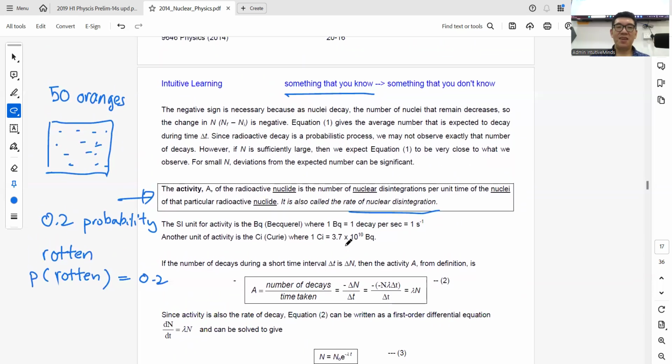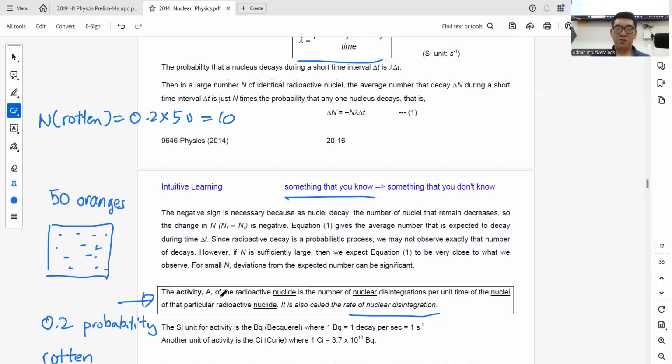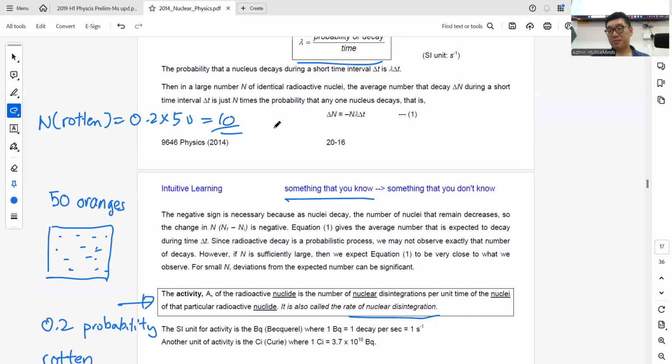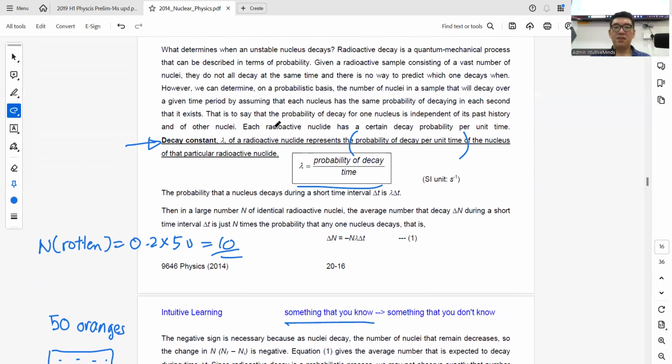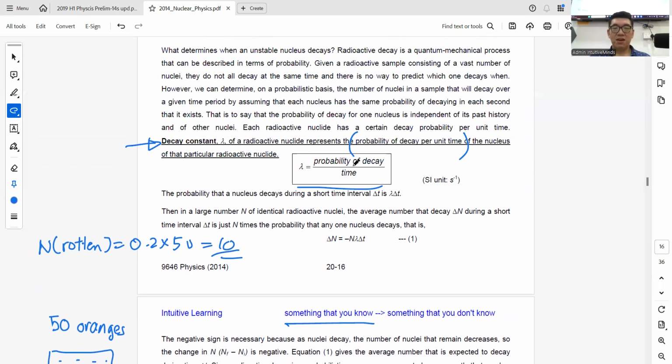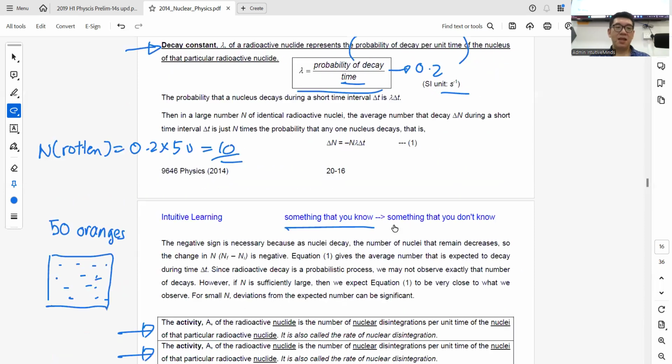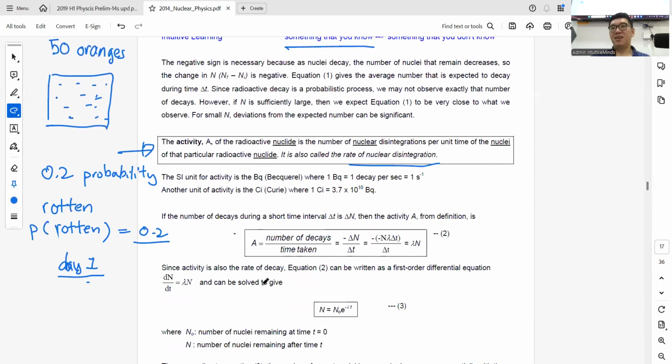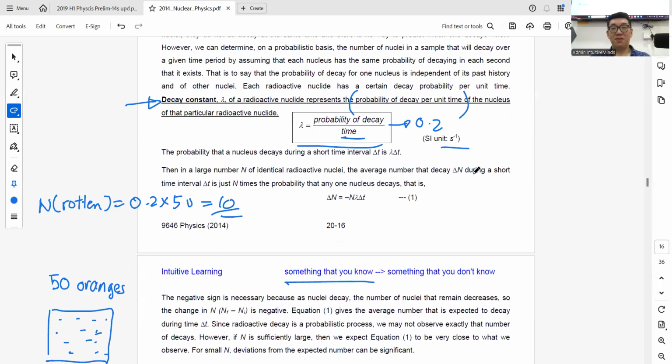Okay. Let's say today, day one. The time frame is day one. Probability is 0.2. Okay, which means that there is a chance that I can find a lot of rotten oranges, and the actual number is 10. Today I can find 10 rotten oranges. So how does this relate to decay constant? So decay constant, right, is like the 0.2 that I tell you about. The time is per second. I use per day. It's very similar. So per day is like per second.